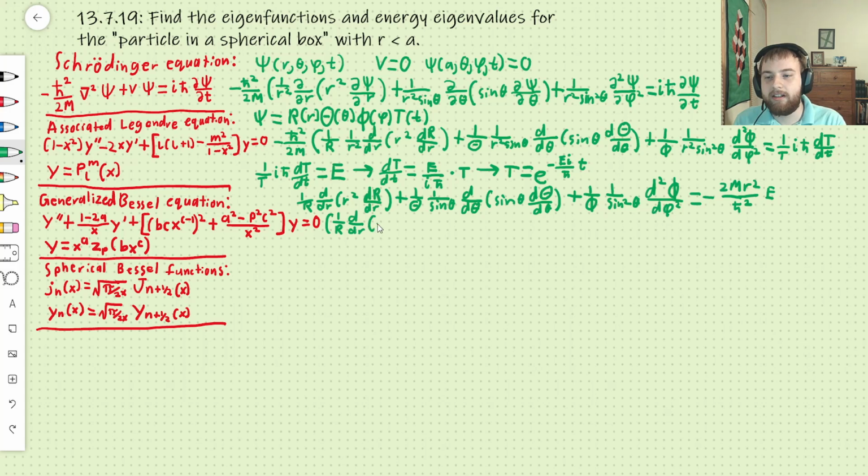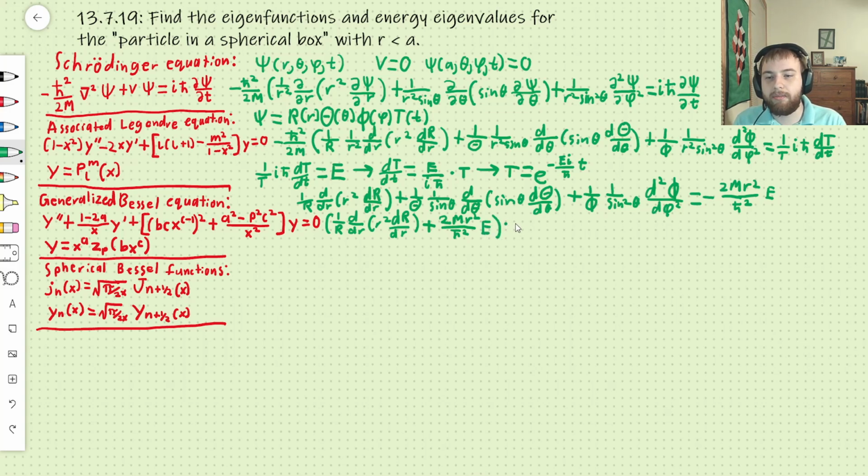d/dr of r squared dR/dr. You should make that a little more clear. It's not an a. We do have an a in this problem that is related to r, but that is not it. So bring this over to 2m r squared over h bar squared E.